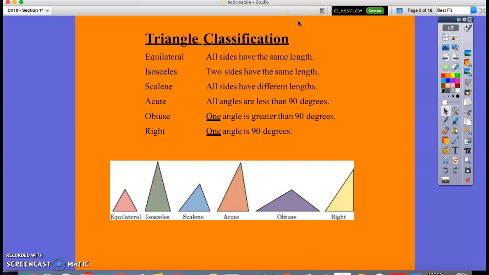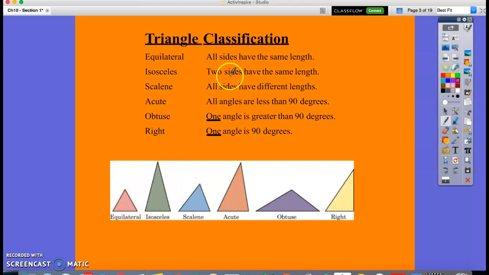So these are the classifications. It's an equilateral triangle. All the sides are the same. All the sides have the same side length. So the angles are the same too. So if it's like this, it's 60, 60 and 60, right? All the sides are equal.